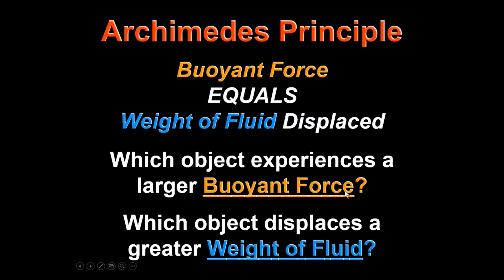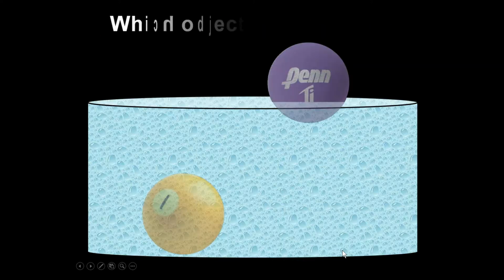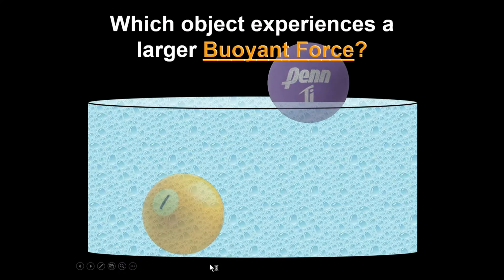I would try not to answer this question, but rather try to answer this question. This one seems to indicate more about what's going on. So let's say we have water, we have a billiard ball, we have a racquetball, and they're the same size. And let me ask, which of these two objects experiences a larger buoyant force? Now that you've had a chance to respond, the answer is the billiard ball.